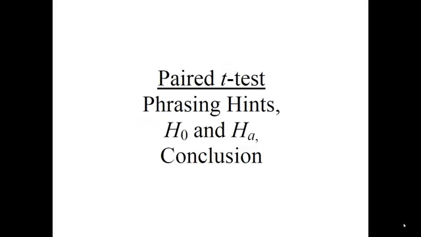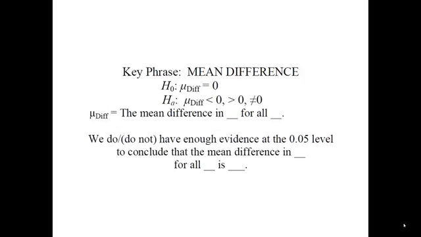Paired t-test, phrasing hints, H sub 0 and H sub a, and conclusion. Key phrase: mean difference. H sub 0: the mu of the difference equals 0. H sub a: the mu of the difference is either less than 0, greater than 0, or not equal to 0.